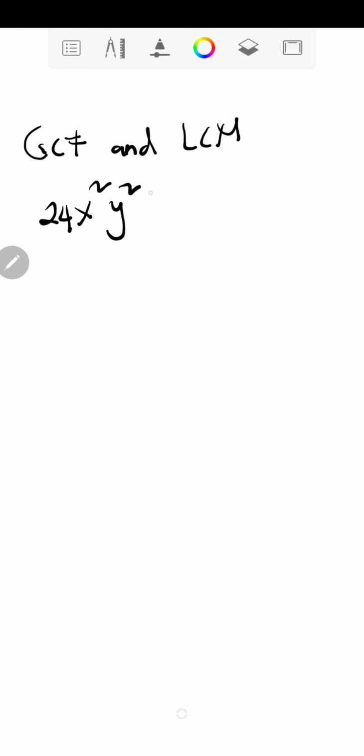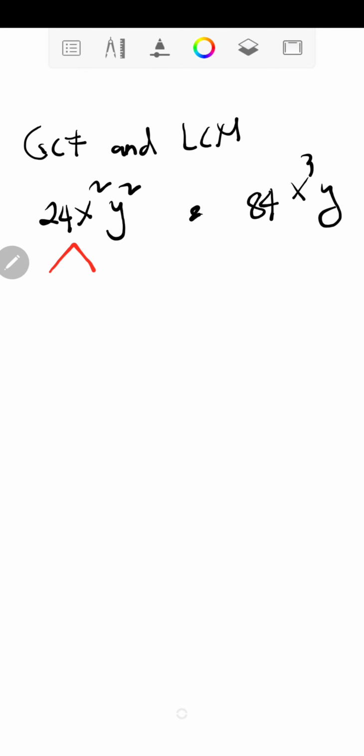Let's try another example. Let's find the GCF and LCM for 24x squared y squared and 84x cubed y.